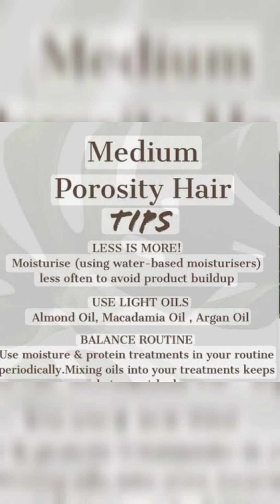Ensure a balanced routine, so using moisture and protein treatments is important, but not regularly. You can maybe use some egg treatment in your hair, or yogurt mixed with other herbs like fenugreek.